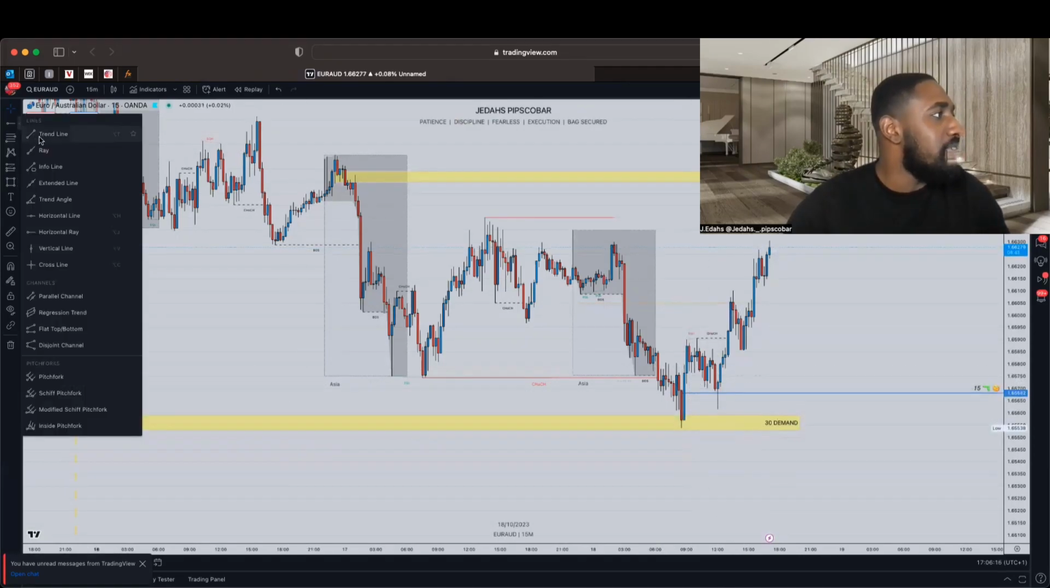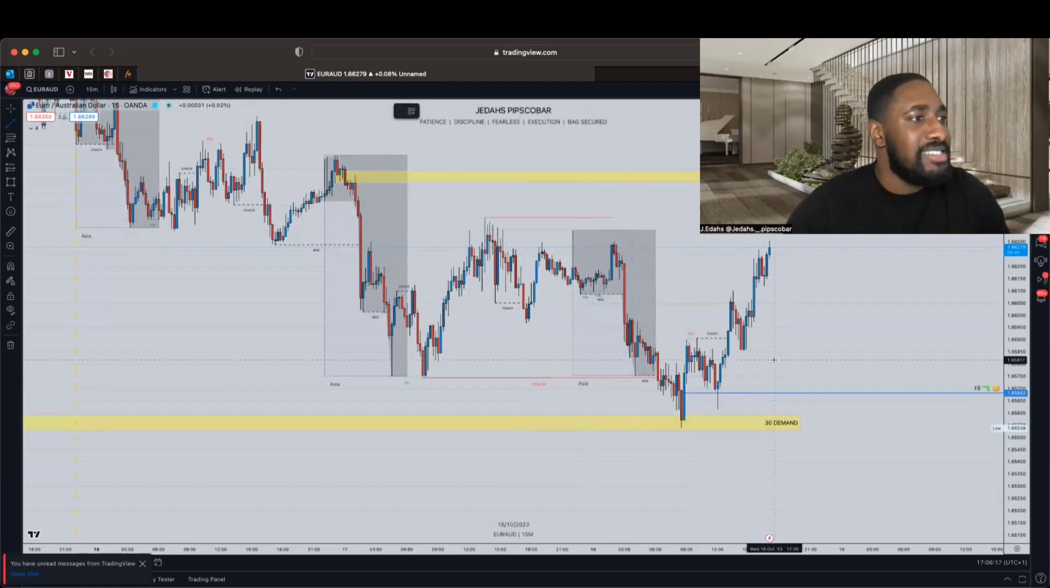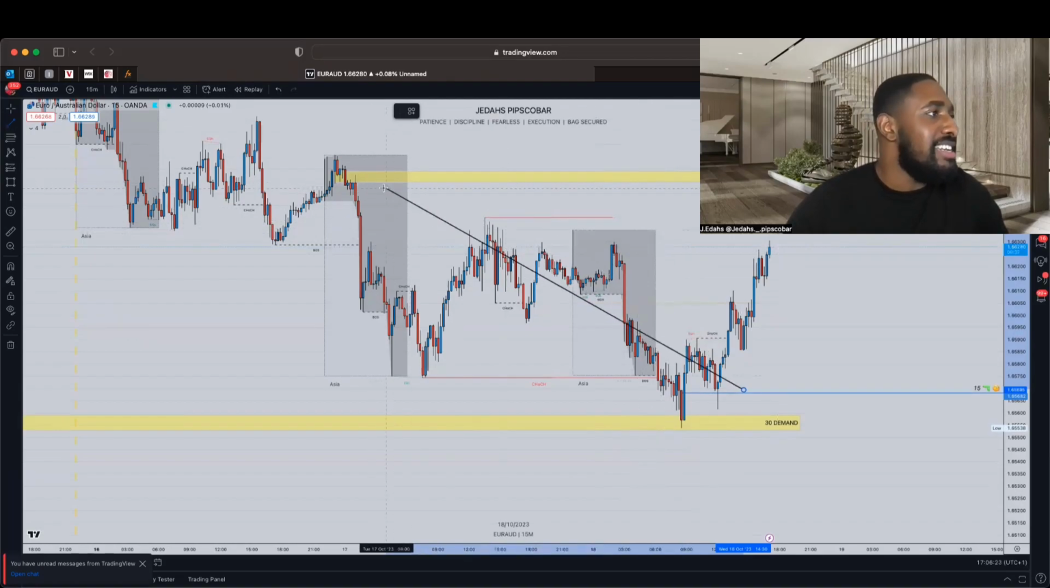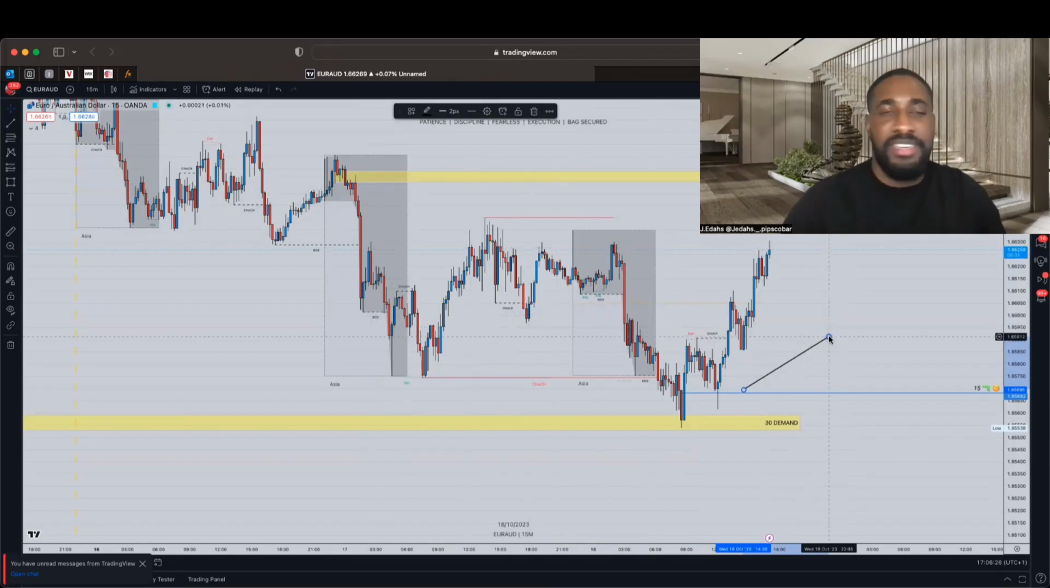What's your target? All you're targeting now is these new highs, these highs plus the Asia session range. And then we look to come back into our supply area on the 30-minute. And that's how simple this trade can be.